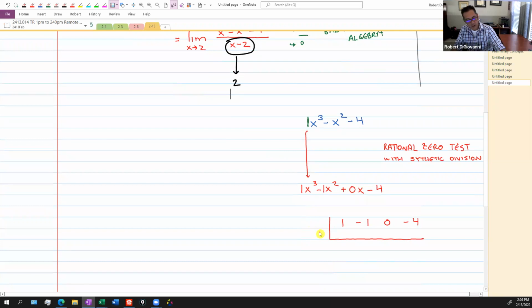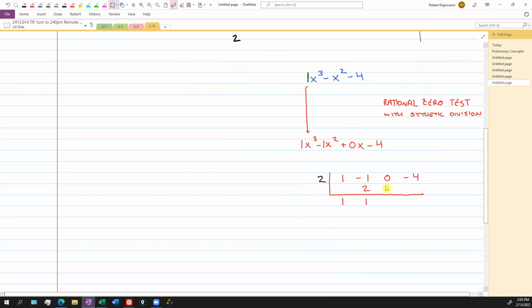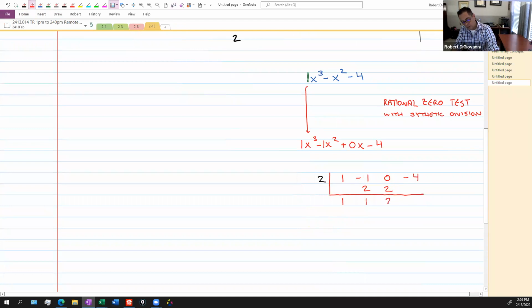That's what I'm going to put out here, 2. And then I do synthetic division. So synthetic division works this way. You start with the 1, you bring it straight down, you put a 1 here. Then you multiply 2 times 1, you get 2, you put it here. You add down again, -1 plus 2, that gives you 1. 2 times 1 gives you 2, you put it here. You add down, you get 2. 2 times 2, that gives you 4.